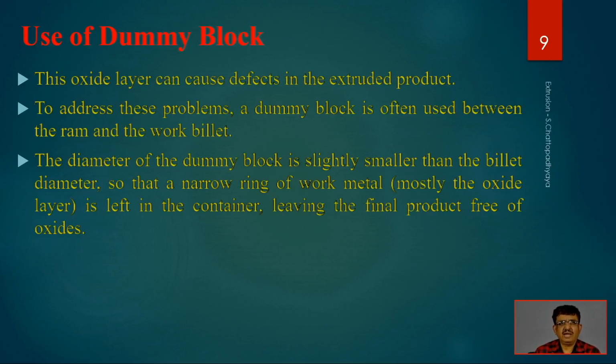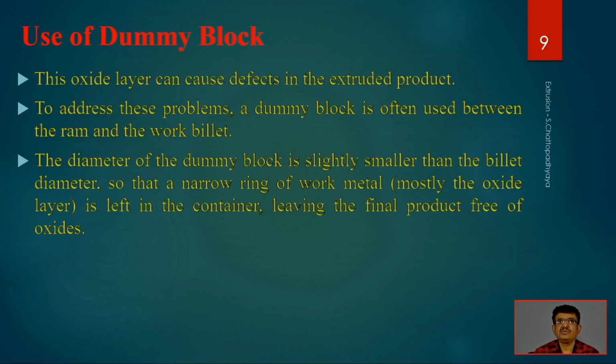So the oxide layer can cause defects. If the oxide layers come out after the die, it is a defective one. To address this problem, the dummy block is very intelligently made slightly smaller. It is a very small, simple innovation, but very effective. It is smaller than the billet diameter, so that a narrow ring of work material, mostly the oxide, is left out in the container. So oxide, you are formed, you are the culprit, you stay in the container.